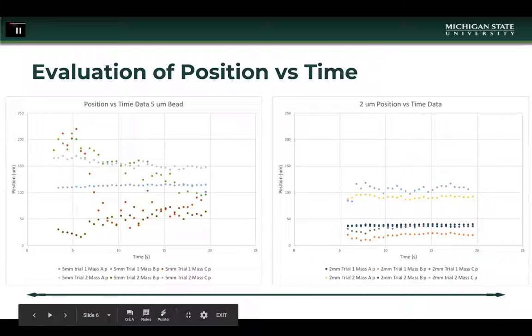The graph on the left represents the position of each 5 micrometer bead tracked over time, and the graph on the right represents the same information collected for the 2 micrometer bead. Both are graphed within the same domain, and as you can see, the 2 micrometer beads yield more consistent results, whereas the 5 micrometer bead had a little bit more inconsistency with greater periods of change in position.